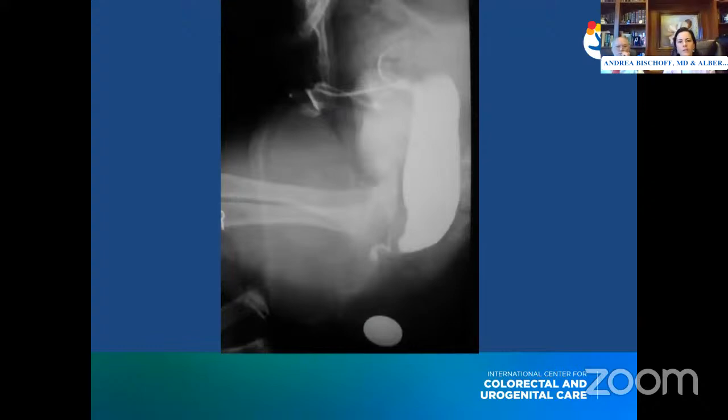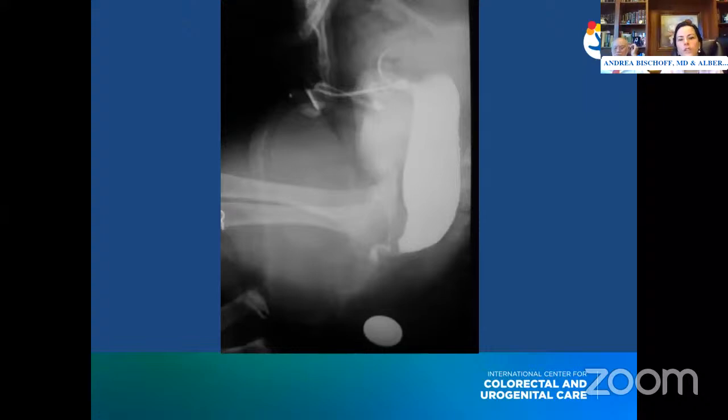Okay, what about this one? So here's the mucus fistula. We're injecting contrast, and here you can see the bladder. So is this a perineal, no fistula, bulbar, prostatic, or bladder neck? Everybody can vote.